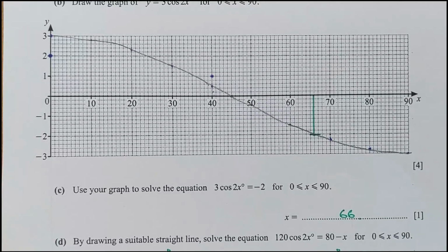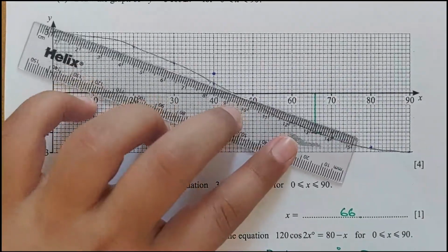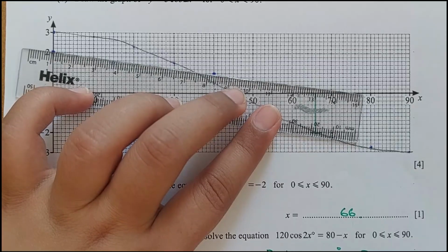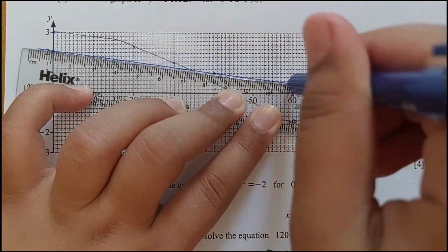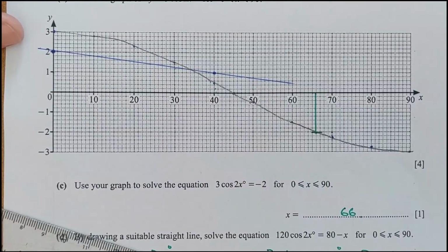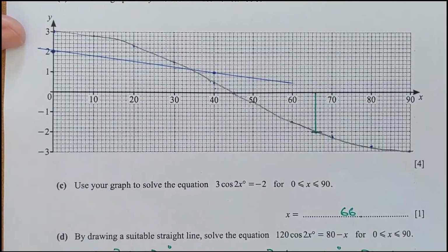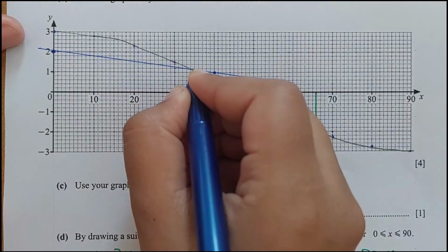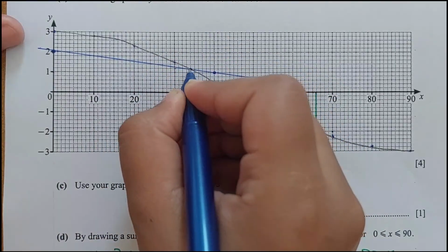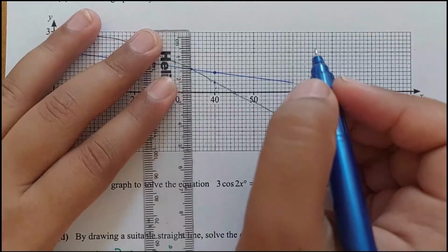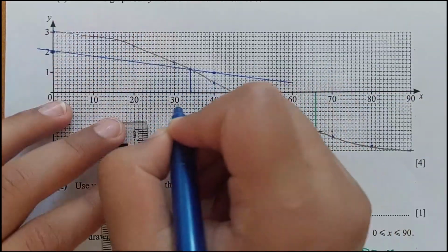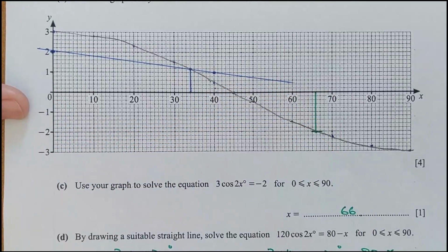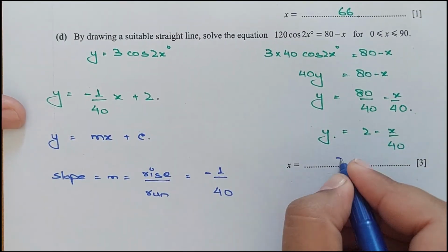So let me connect the 2 points to get the straight line. All right, so this is the straight line. Now we have to find the solution. What is the solution of that straight line? That straight line is over here. 31, 32, 33, 34. So x is 34.